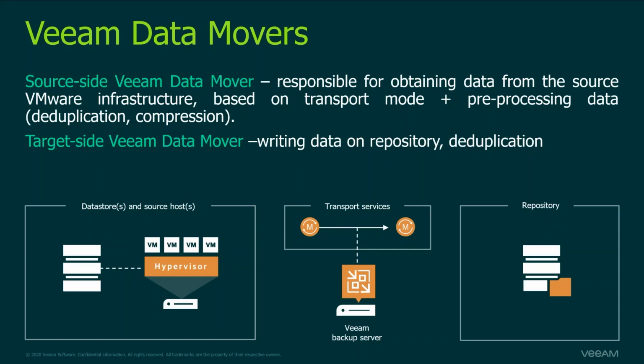So if we are talking about backup copy job, the obtaining of data will be done also from the repository, and the writing will be to some other repository. So it's repository to repository type of data transmission.